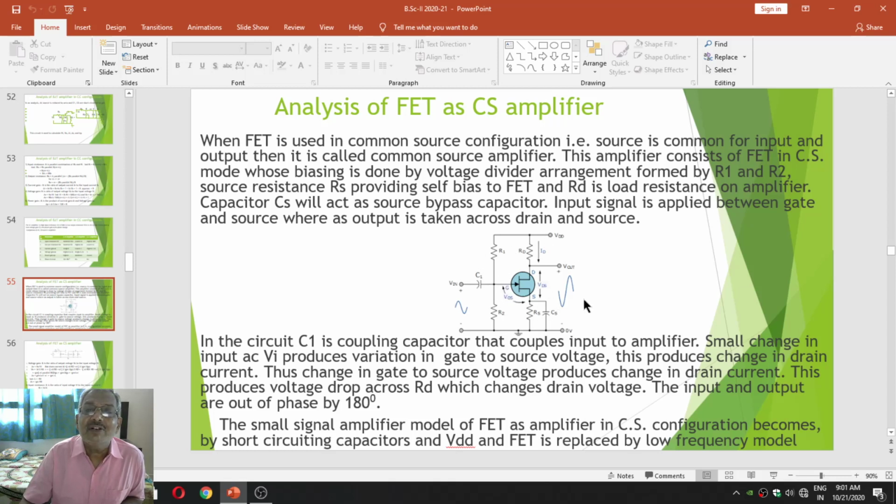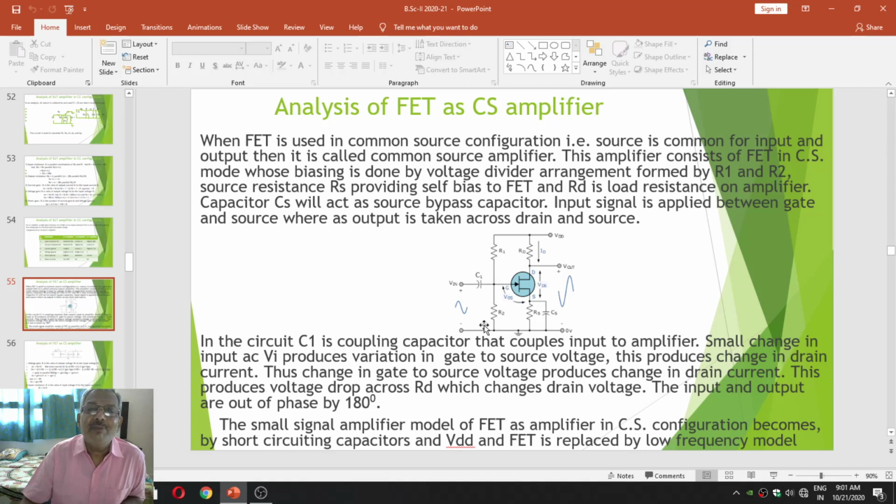We are all aware of all these aspects now. When the input signal is applied with the respective polarities, a small change in gate current produces a large change in drain current. This large change in drain current produces the amplified output voltage across the load resistance RD. Here, the output is out of phase with the input by 180 degrees.